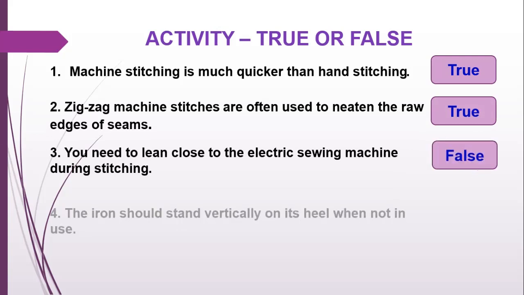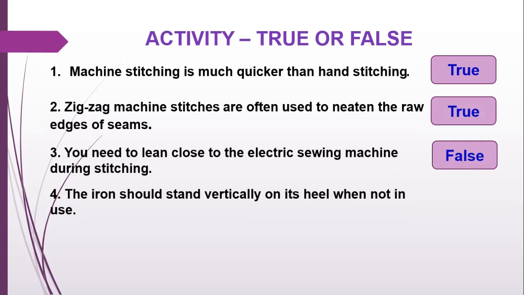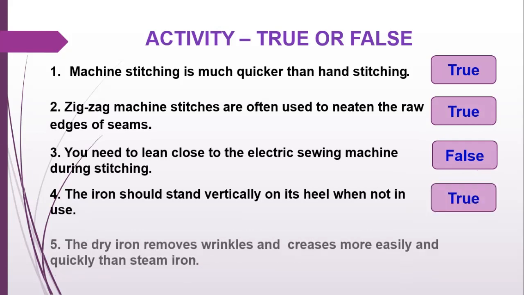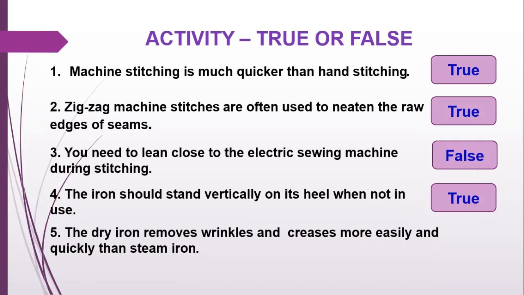You need to lean close to the electric sewing machine during stitching. False. The iron should stand vertically on its heel when not in use. True. The dry iron removes wrinkles and creases more easily and quickly than steam iron. False. Did you get it right? Very good.